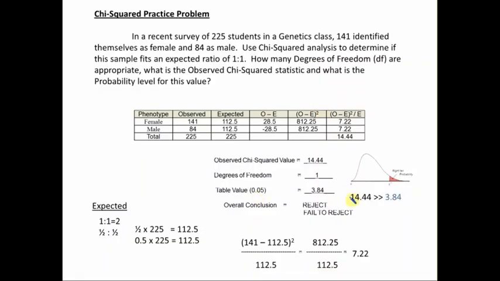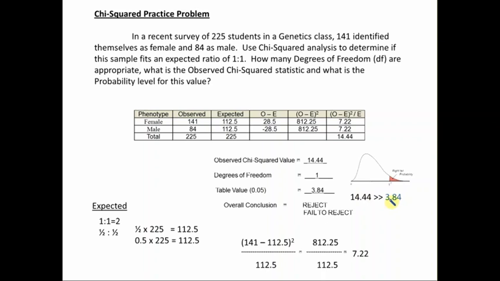We have our table value. We now can look and basically directly compare our observed chi-square versus our table value. Our observed chi-square of 14.44 is much larger, much larger than 3.84, meaning that it's way out in the distribution out here somewhere. It's not a number that you would commonly see if you actually had a 1-to-1 ratio occurring. In other words, this is not a common amount of male to females if in fact it truly was a 1-to-1 relationship underneath there.